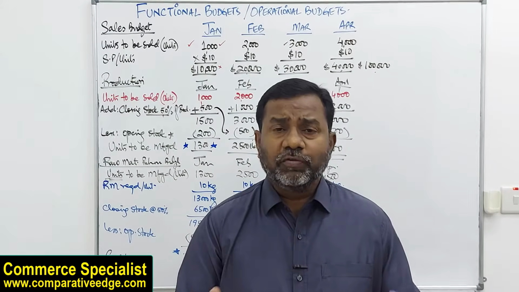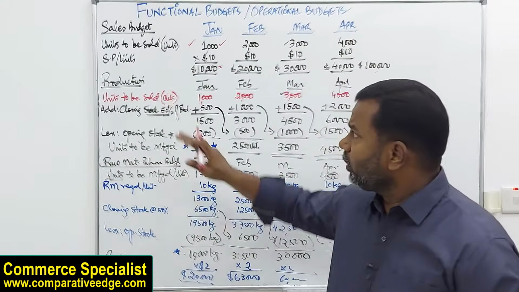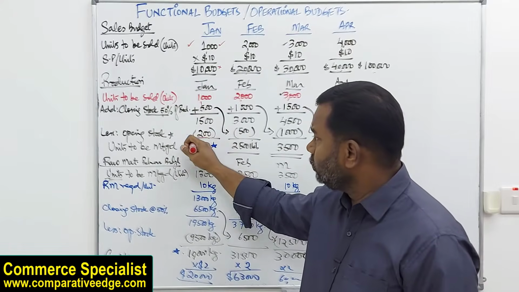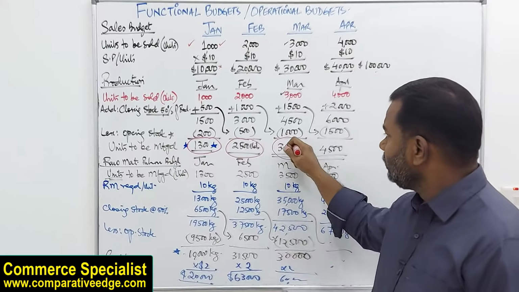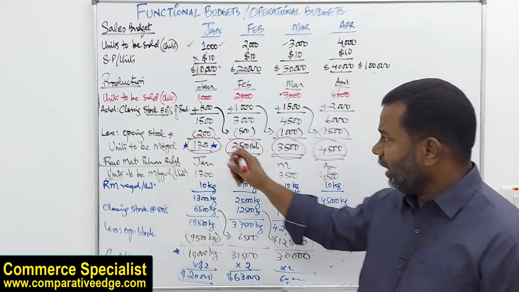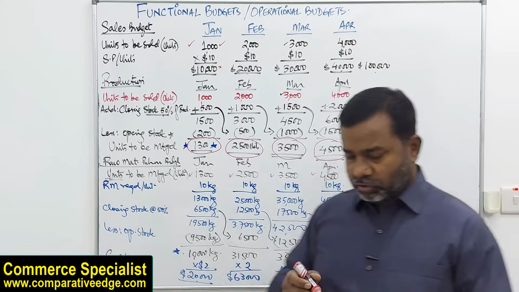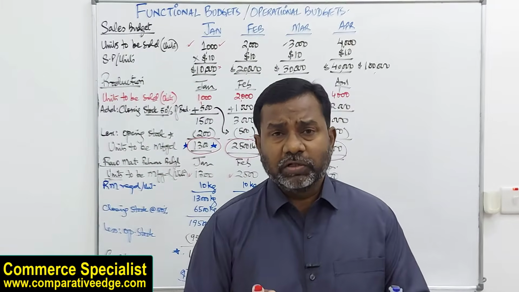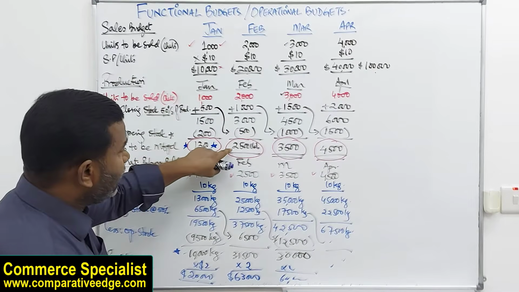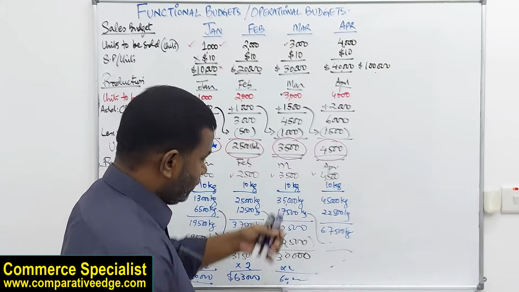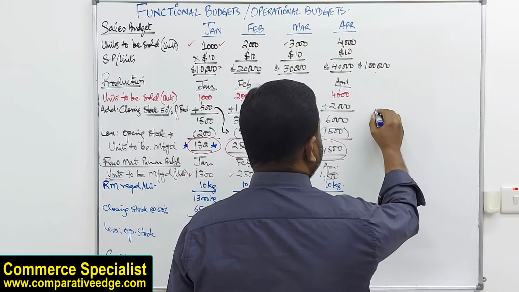The last operating budget or functional budget is the labor budget. As I already explained, once the production budget is made, these amounts will be used to start off the raw material budget and labor budget. Look, I started raw material with this amount. So even if I'm making the labor budget, I will use the units to be manufactured amount. The labor budget will begin with this amount. I don't have space here, so I'm making the labor budget here.